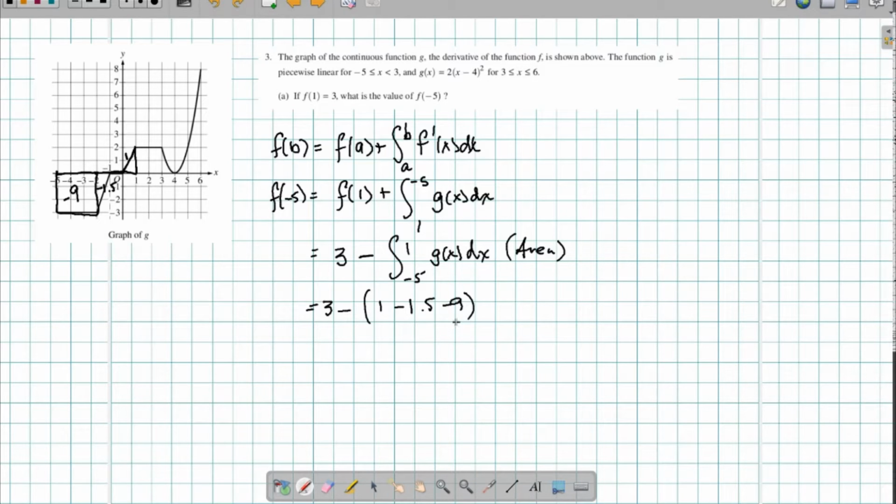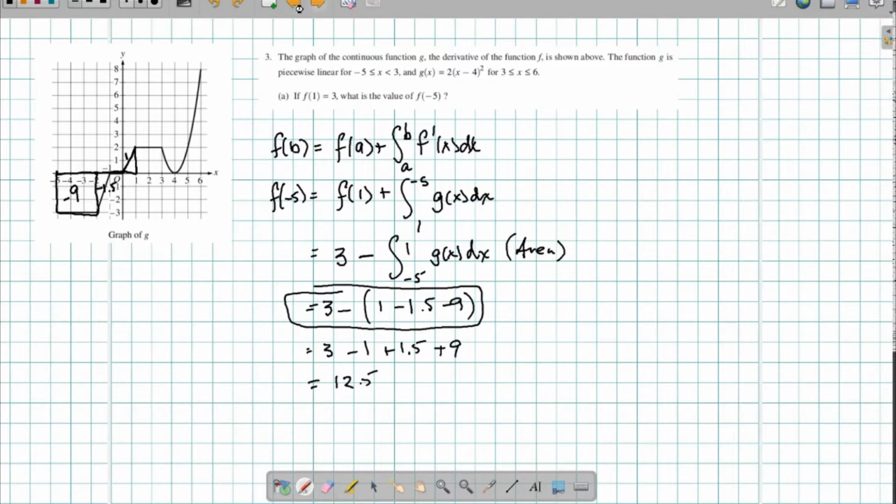Now, of course, I'm perfectly legit in leaving my answer this way. I could simplify this and just say that it's equal to 3 minus 1 plus 1.5 plus 9. It's 9 and 3 is 12. Take away 1 is 11. Take away 1.5, or add 1.5, and that's going to give me 12.5. But this is a perfectly fine answer because it's correct. And there's no reason to try and make that extra math happen if there's a chance you can get it wrong.